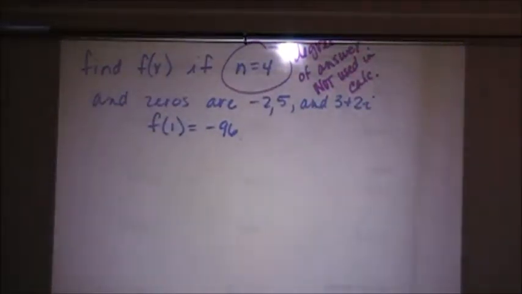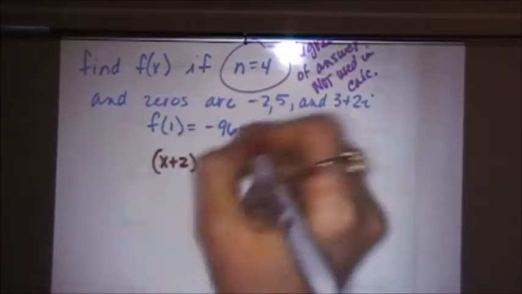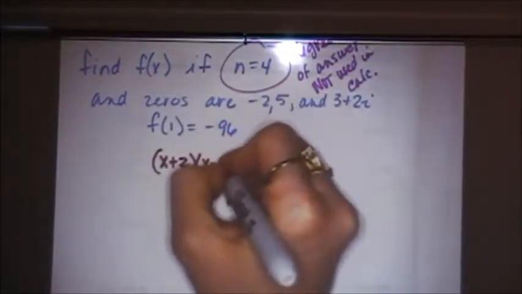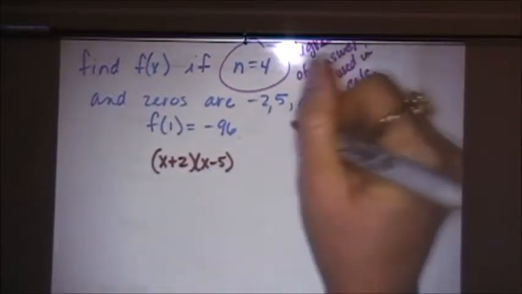So we need to write them down as factors. So I'm going to write down, this one would be x plus 2. This would be x minus 5. Now here's where this gets a little crazy. I want you to watch this.